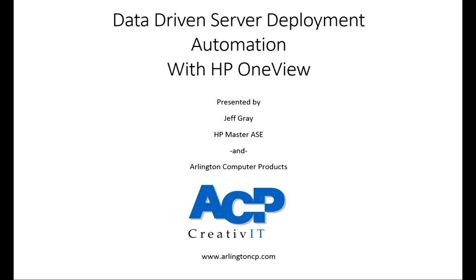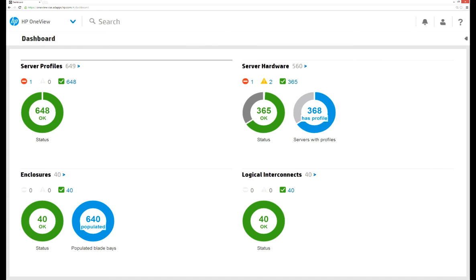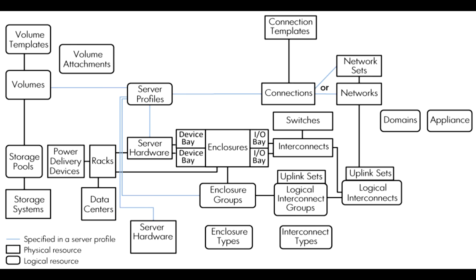I'm here to give a demo on data-driven server deployment automation with HP OneView. OneView offers an easy-to-use web interface that combines monitoring, fabric management, server configuration, and firmware updates all in one console. It also exposes its entire functionality and object model via REST, which allows it to be controlled by external applications.